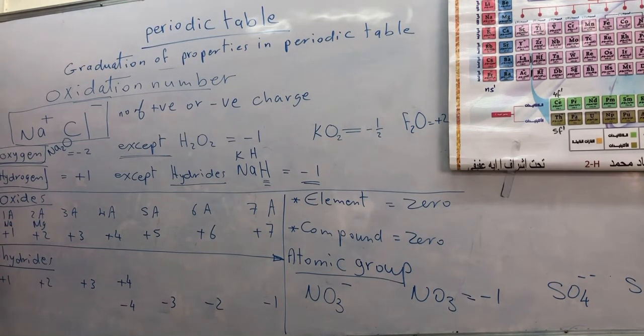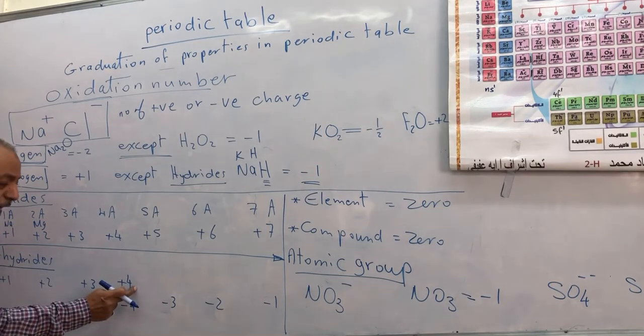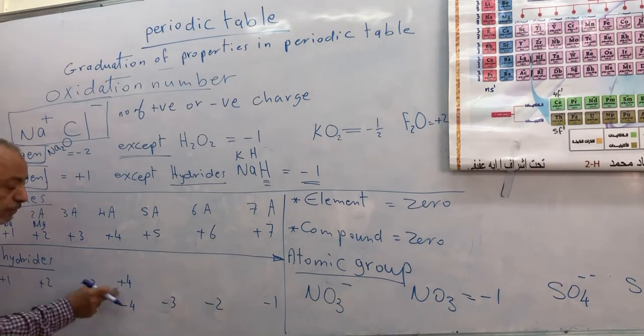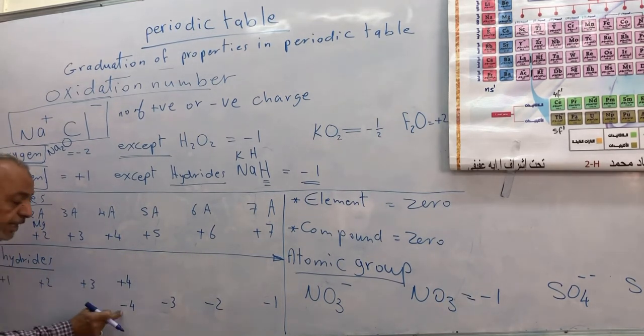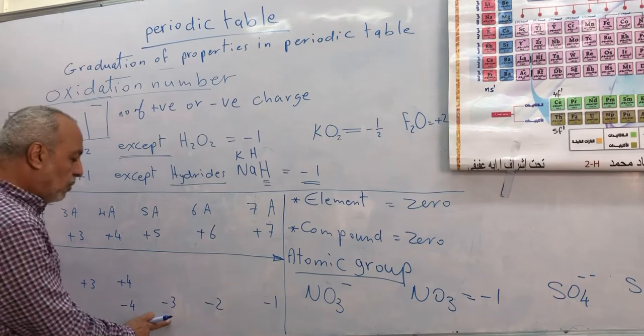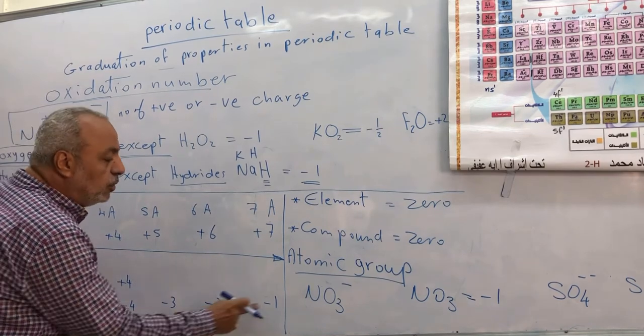And in the case of hydrides, we have two possibilities. The first, from group 1A to group 4A, the oxidation number increases gradually, taking +1, +2, +3, +4, or -4 according to the value of electronegativity. Then -3, -2, -1.